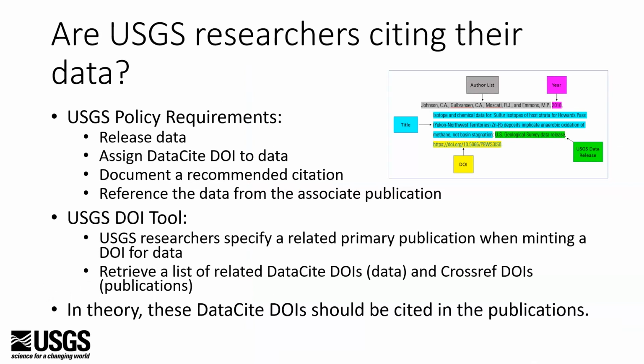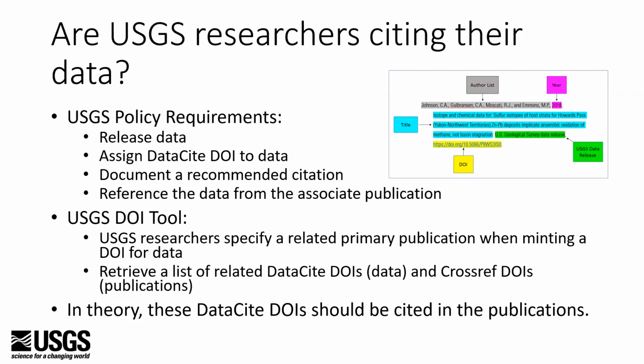This idea of tracking whether researchers are citing data can be rather tricky to answer. But we found that we were fairly well suited to answer it. Starting in 2016, USGS researchers were required to publicly release their data, and these data needed to be assigned a DOI. They needed to be accompanied by a citation, and they needed to be referenced from their associated publication.